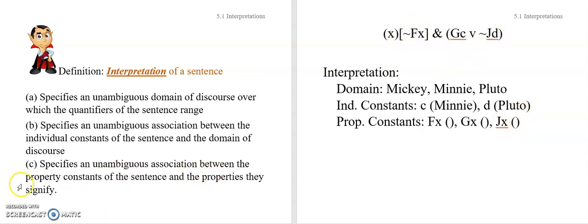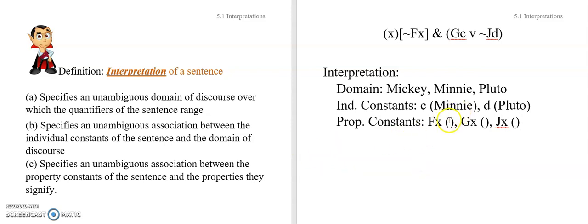Also, the property constants include, in this case, relational constants. So if you're studying relations and you've got a sentence that has something like this in it, then you've got to say that that stands for, X loves Y or something like that. So this would be read A loves B, okay? So the property constants include specifying those as well.